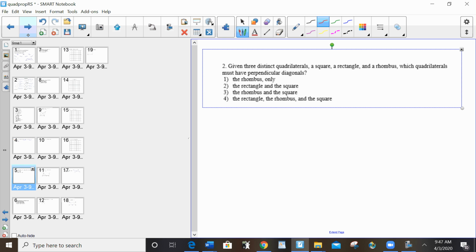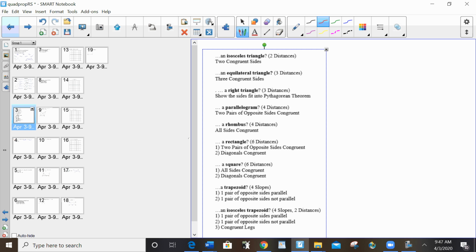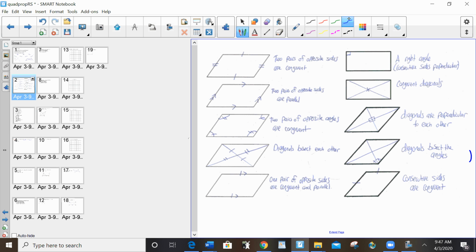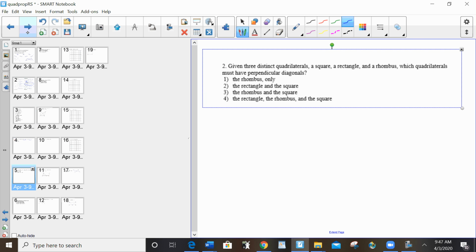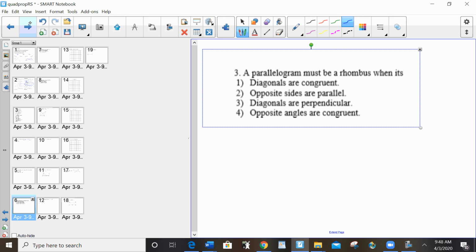They're also very common regions questions, and things build on it. Given 3 distinct quadrilaterals, a square, a rectangle, and a rhombus, which must have perpendicular diagonals? Well, let's find perpendicular diagonals. We have perpendicular diagonals here, so a rhombus. Remember, a square has all these, so a rhombus and a square. That's it. If you look at the rectangle, these are not perpendicular. These are not right angles in here. These are obtuse, these are acute, so it's the rhombus and the square. So it's just a matter of knowing your properties and going from there.